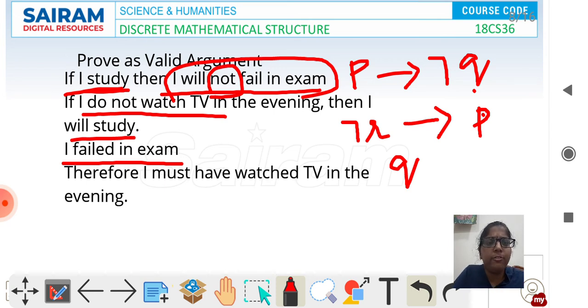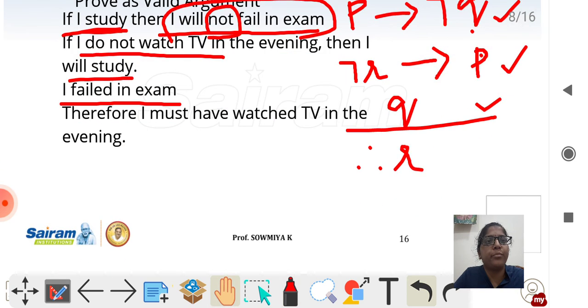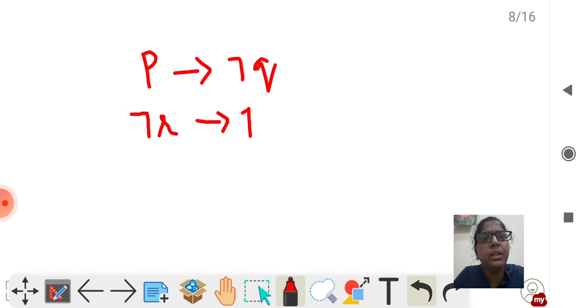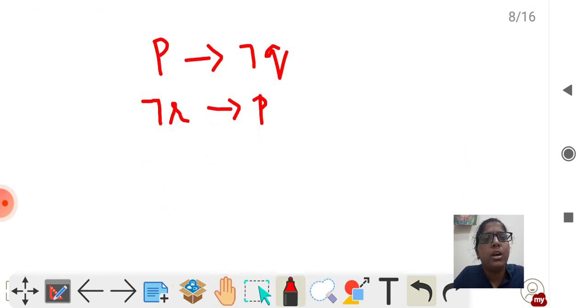So the final one is: therefore I must have watched TV in the evening. I do not watch TV in the evening is negation R, so I must have watched is R. So what are the premises given? P implies negation Q, negation R implies P, and the third premise is Q. And we have to prove therefore R.